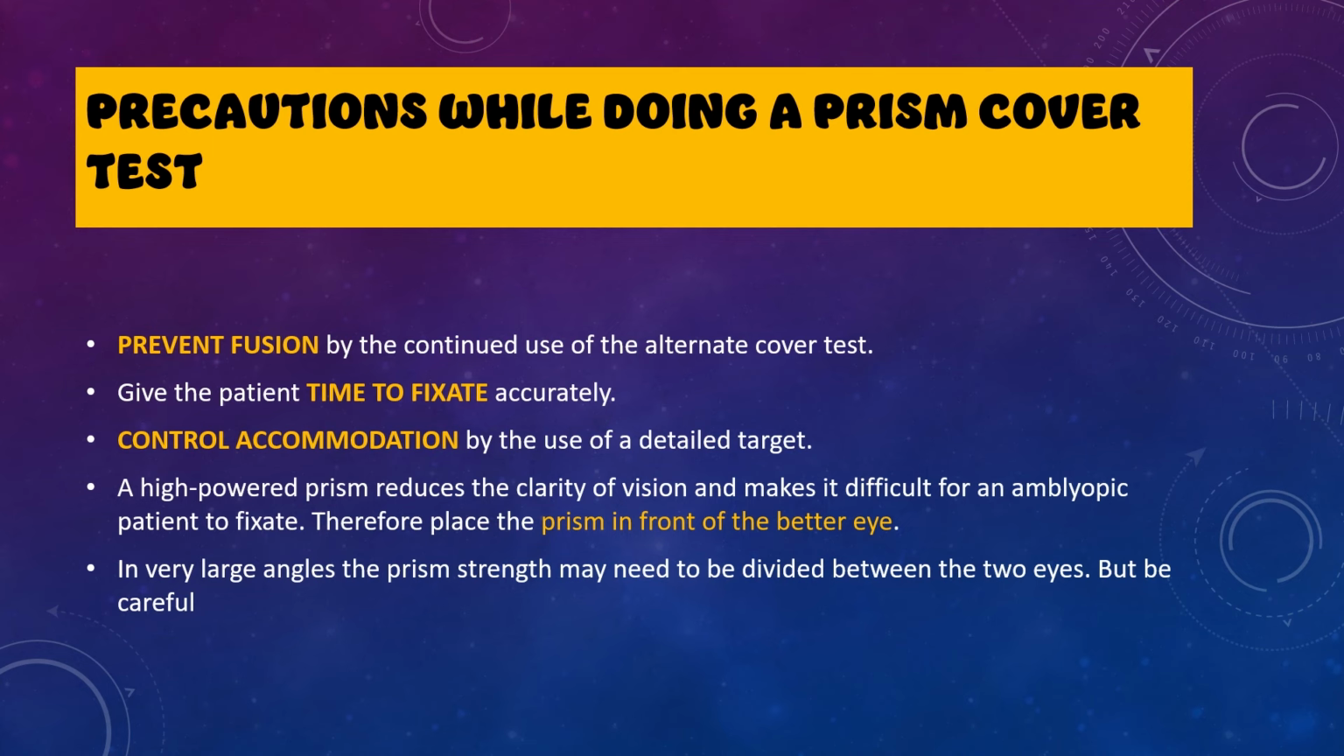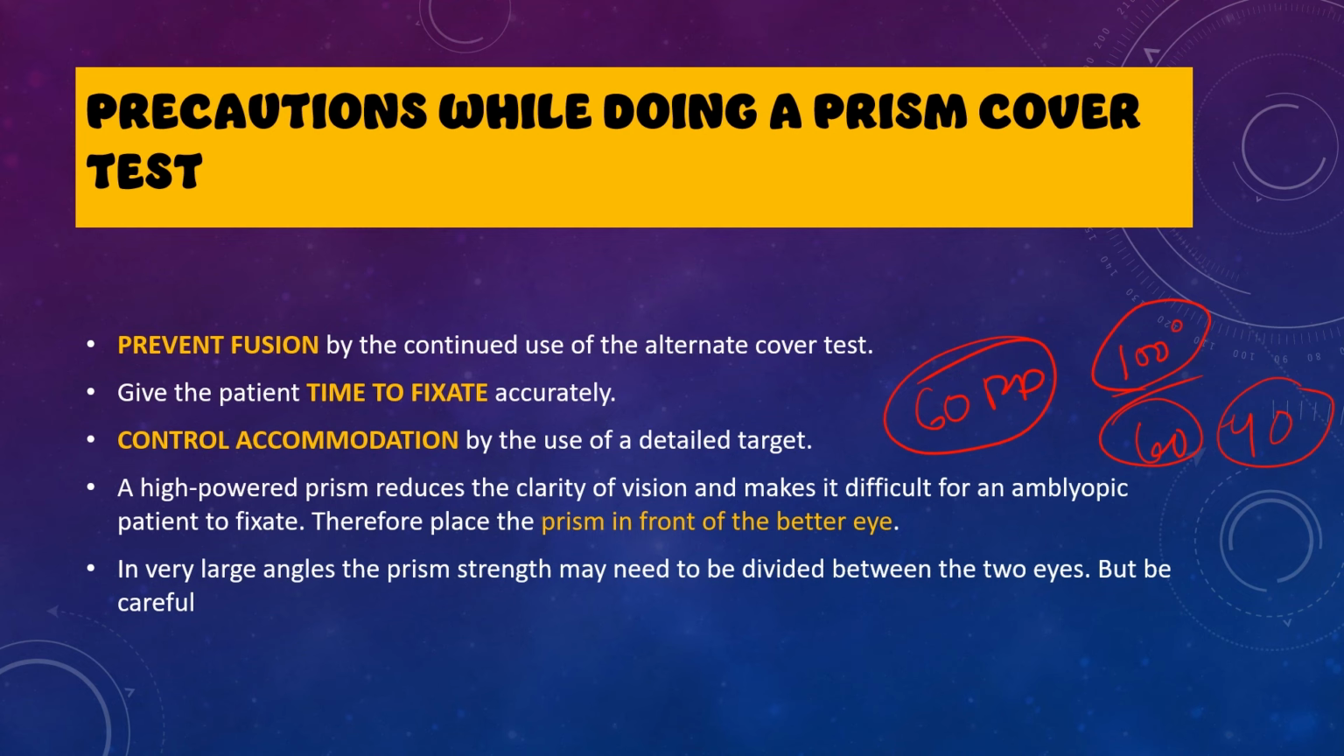Now, sometimes the angle of squint will be too large, and sometimes you might not have the prisms available to measure it. So suppose the angle is about 100 and the prisms available are only up to 60 prism diopters. So what are you going to do? In such cases, you could use a 60 and also a 40, and you can divide the prisms. You can place 60 in front of one eye and 40 in front of the other eye.